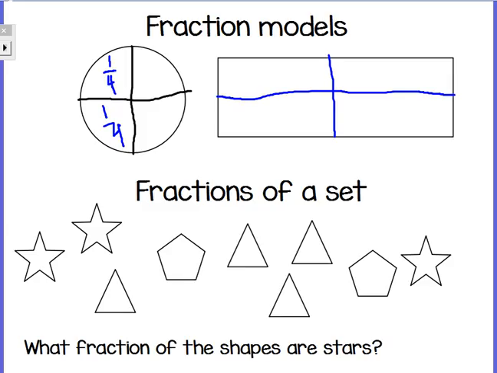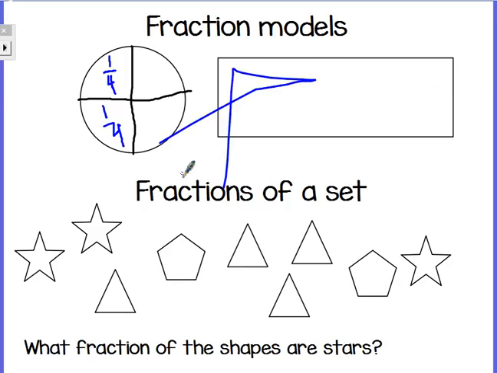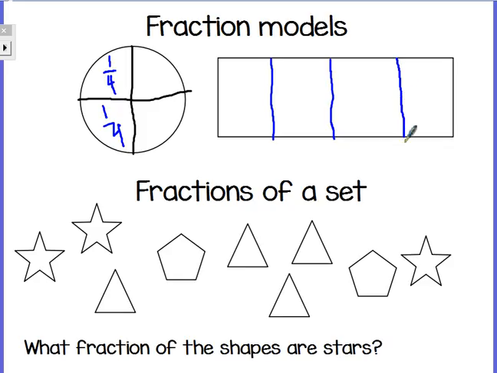Another way students could do that would be to cut down the middle, and then on this half they could again cut down the middle, and then on this half they could again cut down the middle. These fractional pieces look different, but they are all still equal to 1/4.